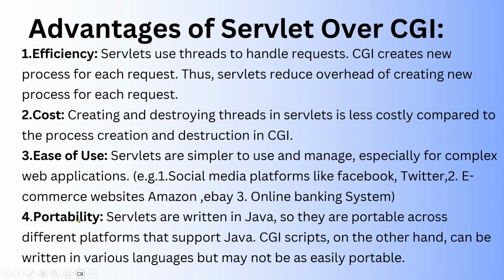So the next point is portability. What is the meaning of portability? If we see the features of Java, the Java programming language is portable. Means we can write code on one type of operating system and we can execute that code on another operating system also. Means it is portable. So servlets are written in Java language, so they are portable across the different platforms that support Java.